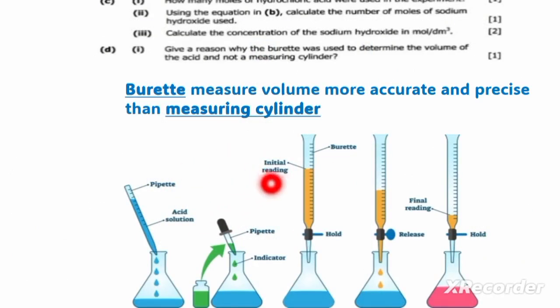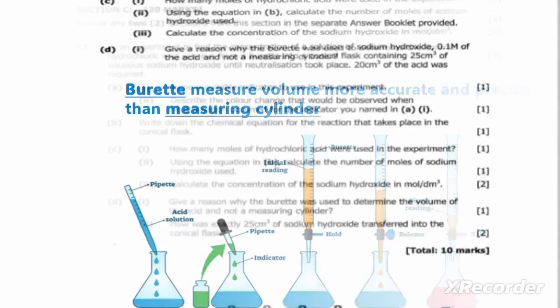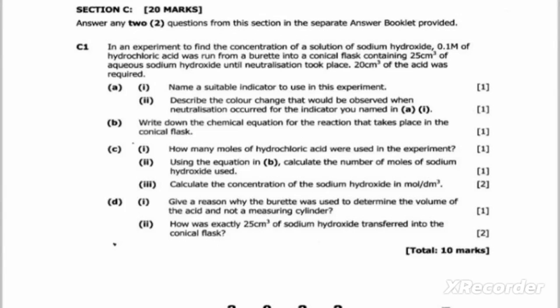So the reason why they used this one is because burette measures volume more accurately and precisely than a measuring cylinder. Okay, we have given the reason. The question is carrying 1 mark. We shift to the next question, which is question D, Roman numeral 2.